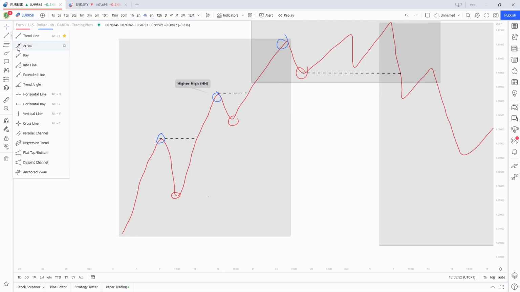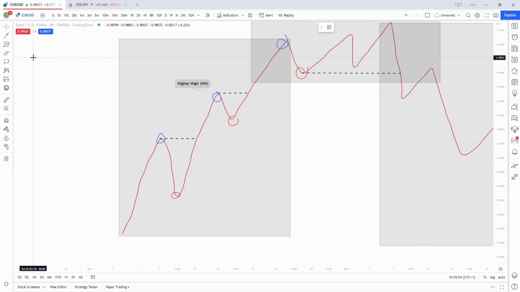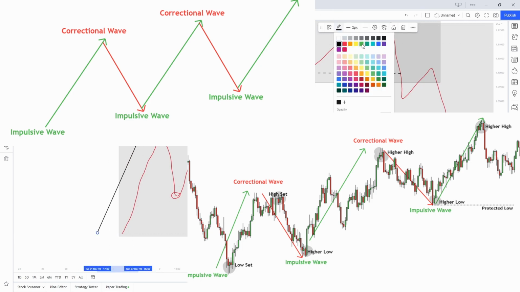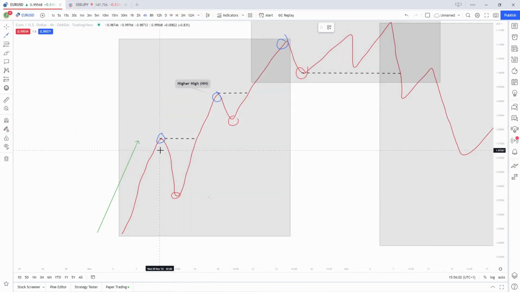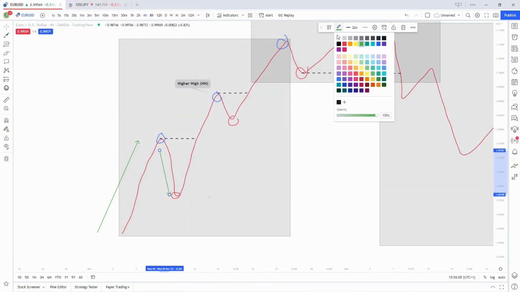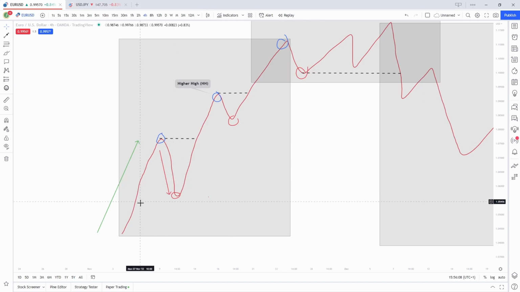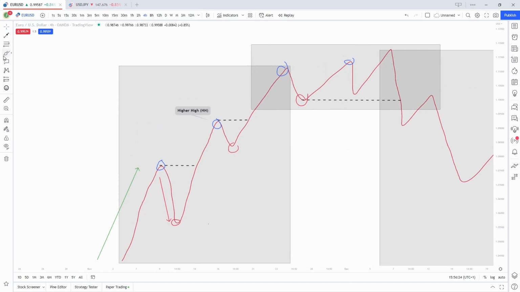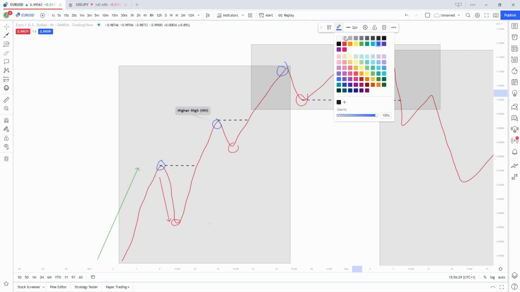We can use arrows to display that, and I will also flash some images on the screen now, which will depict the impulsive waves within bullish structure. So we can see that that green arrow is representing an impulsive wave. The red arrow will represent a correctional wave. So within this, we have impulse, correction, impulse, correction, impulse, correction, impulse because we create a new higher high. And then the second that a correctional wave comes to penetrate a protected low, and let's draw on all of these swing points so it makes sense.